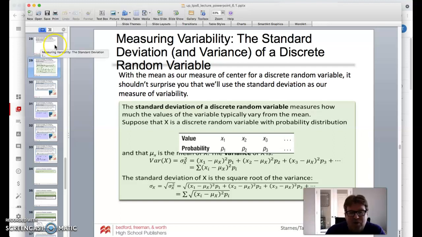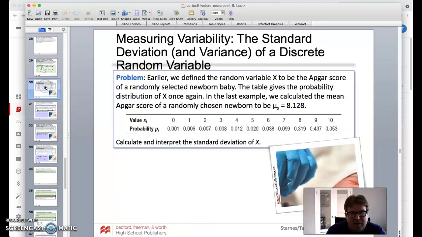So now here's what you have to do. You've got to take each value and subtract the mean, square it, and then multiply it by the probability. Do that for each one, add them up, and then you're going to have to take the square root to find the standard deviation. A little bit of a process here.